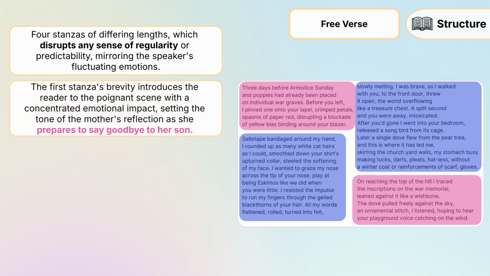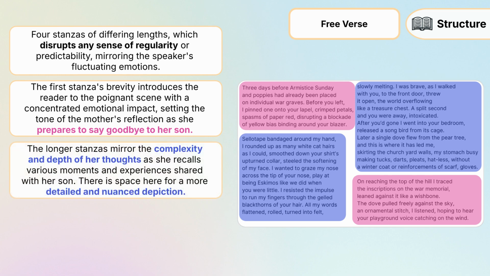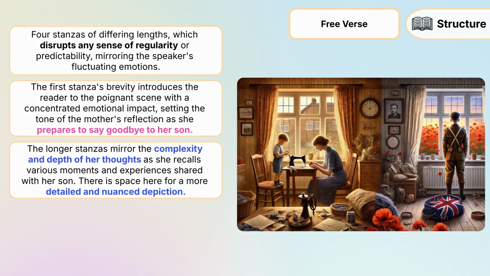The brevity or shortness of the first stanza introduces the reader to the poignant scene with a concentrated emotional impact, setting the tone of the mother's reflection as she prepares to say goodbye to her son. The succinct nature of this stanza captures the immediacy and intensity of the moment, drawing the reader into the mother's perspective. The second and third stanzas expand significantly, allowing for a more in-depth exploration of the mother's memories and emotions.